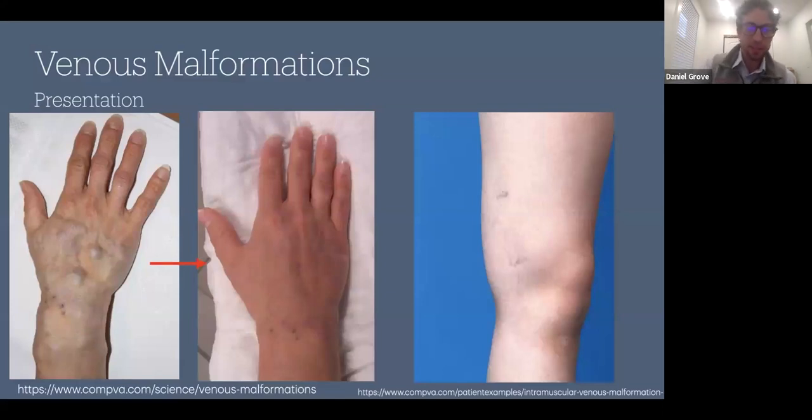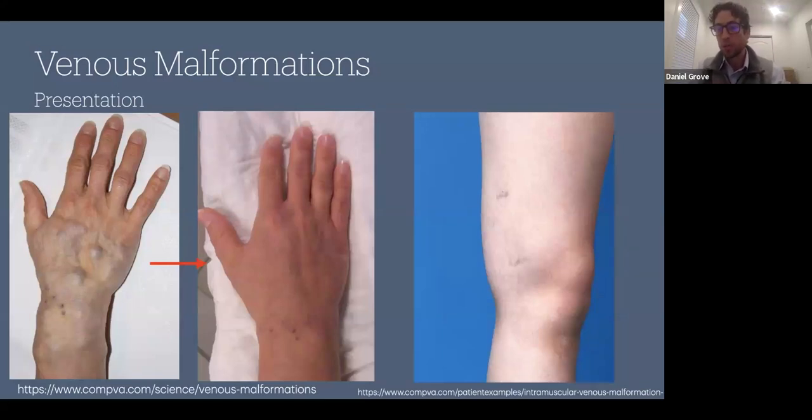Venous malformations, the best way to think about venous malformations is to think about them as varices. Right, varices are just large dilated veins. When we talk about venous malformation, you're having large dilated veins that are anomalous, that shouldn't be there. Typically, these will present later as well, depending if they're more deep, rather than superficial.